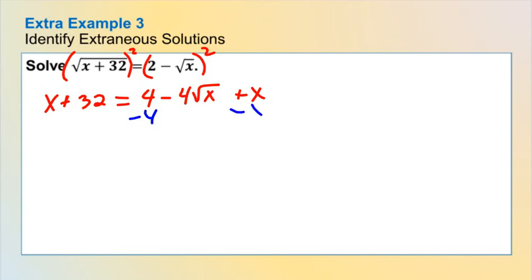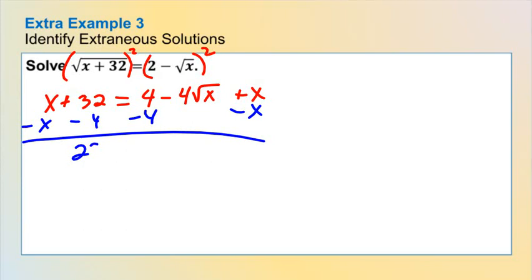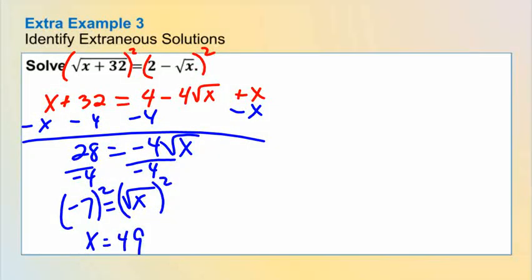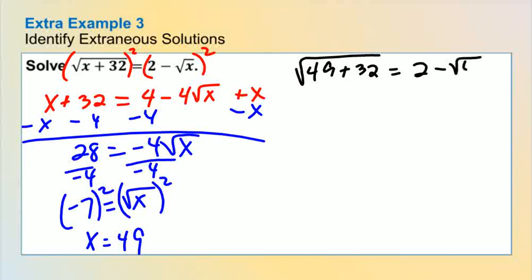Subtract 4, subtract x. Now we have 28 equals the negative 4 square root of x. Divide by negative 4. And now we have negative 7 equals the square root of x. Square both sides, and we get x equaling 49. Now if we check it, we have the square root of 49 plus 32. This should equal 2 minus the square root of 49.